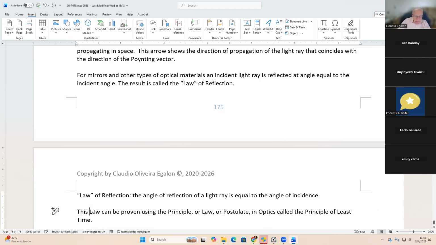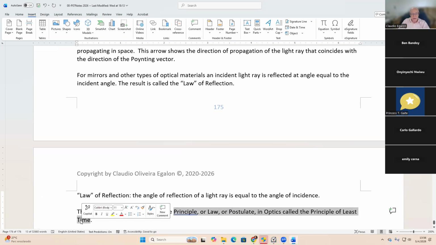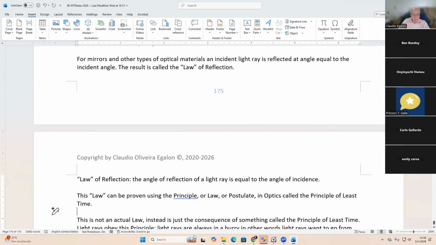This law, and let me put it again between quotes, the law of reflection, is not exactly a law. They just give it a name. It's a consequence. Remember, when I put everything under quotes, that's because it's not exactly a law per se, okay? Explicitly speaking. What is a law is the principle of least time. That is a real law.